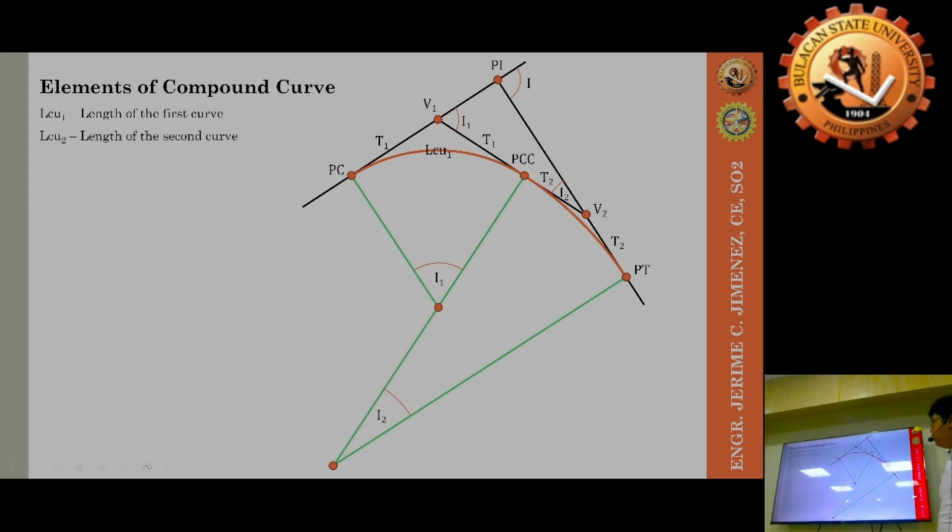Next, LCU2, the length of the second curve. From PCC, papunta sa PT, yan yung magiging second curve nyo, or LCU2. Again, from PC, papunta sa PCC, yan yung first curve. Yung PCC, papunta sa PT, yan yung magiging second curve. Okay? Kung tatlo yan, PC to PCC1, that's your first curve. PCC1, papunta sa PCC2, that's your second curve. PCC2, papunta sa PT, that will be your third curve.